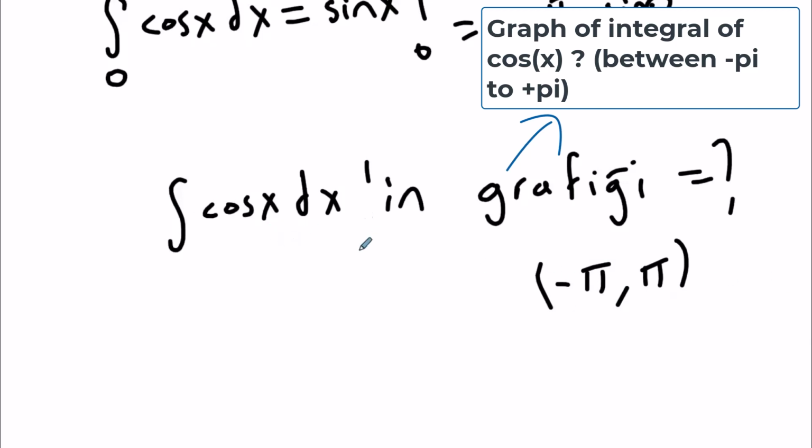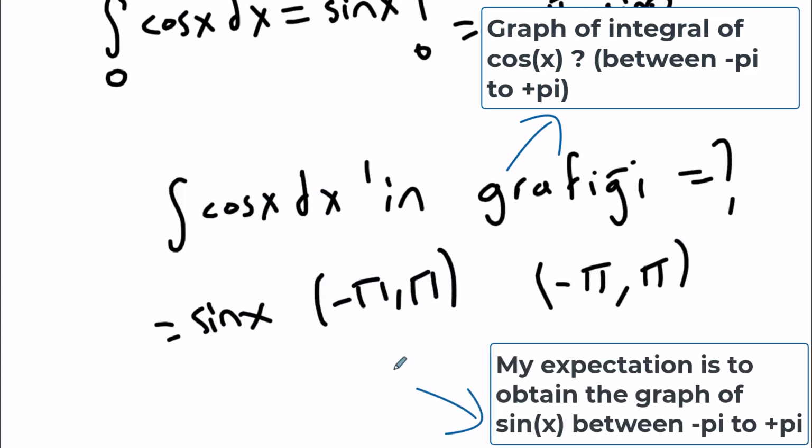What is the integral of cos x? The result of this is sin x, because the derivative of sin x is cos x. Therefore, the integral of cos x is also sin x. Now, what he is actually asking for is sin x, since it is the integral of cos x. It actually asks about the graph of sin x between minus p and p. So it asks me about the graph of sin x.